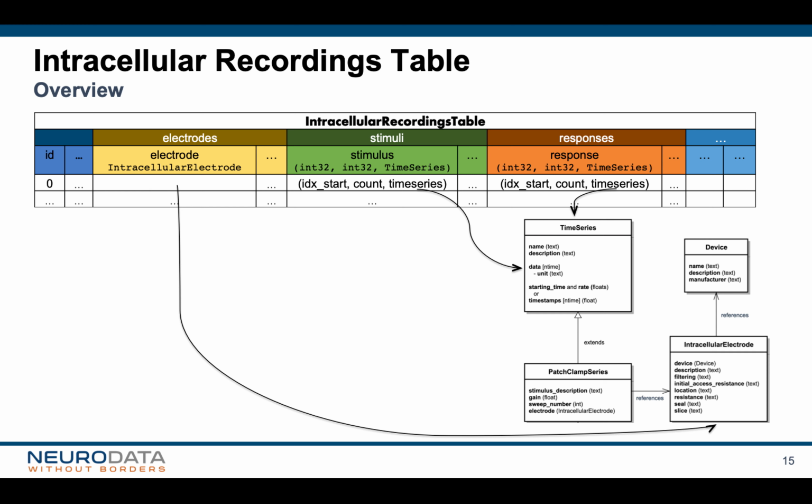So what you can see here, there are 3 categories: electrodes, stimuli, and responses. Each of those is being represented in the file as a separate dynamic table, so we can add custom columns to each of those. And then they are required to be aligned by the number of rows.